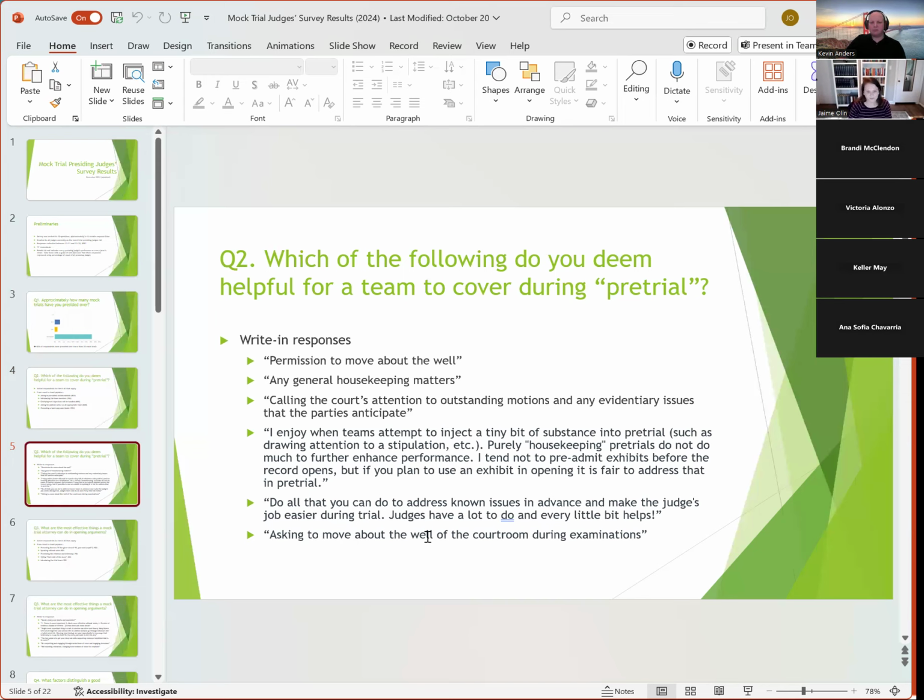And then we had this response: I enjoy when teams attempt to inject a tiny bit of substance into pretrial, like drawing attention to a stipulation. So, knowing that it's not just introductions and moving about the well, but actually starting to talk a little bit about the substance of the case because there is a stipulation or pre-admitting an exhibit.